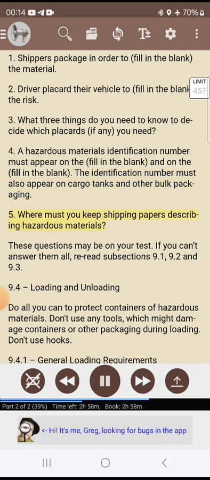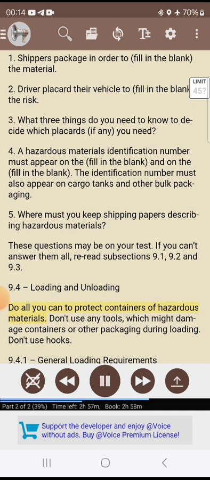5. Where must you keep shipping papers describing hazardous materials? These questions may be on your test. If you can't answer them all, reread subsections 9.1, 9.2 and 9.3. 9.4 Loading and unloading. Do all you can to protect containers of hazardous materials. Don't use any tools which might damage containers or other packaging during loading. Don't use hooks.